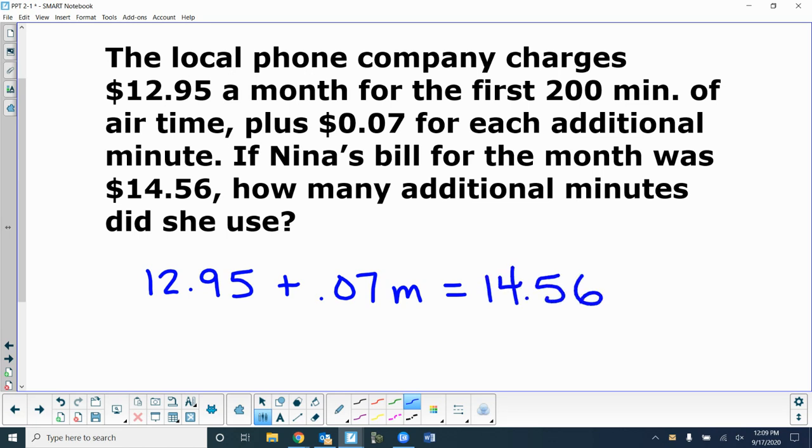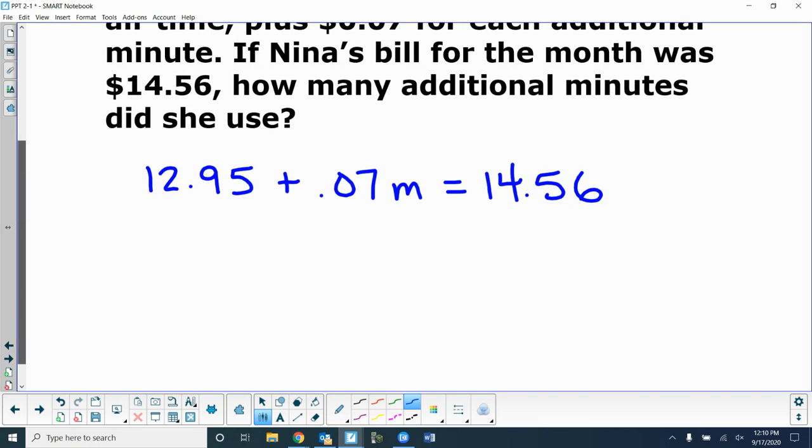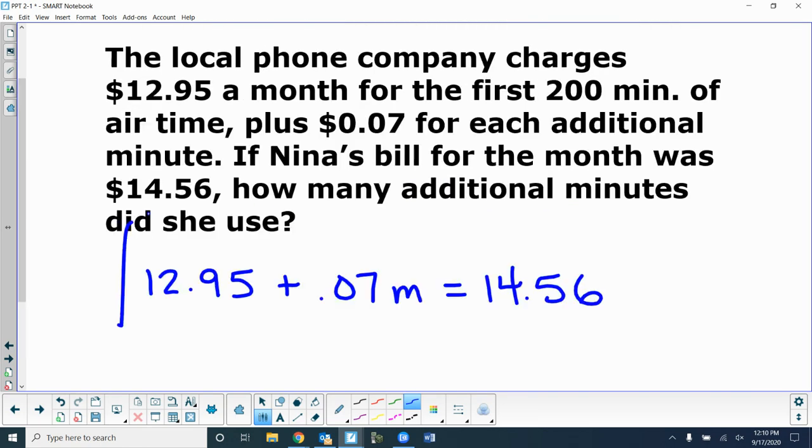Okay, so every month you're going to get charged at least this much, right? But if you're on the phone more than 200 minutes, then for every minute past 200 minutes, they're going to charge you 7 cents. Hunter? Can't you just do the 14 and then minus 12 and then divide that by 7? Yeah, that's what we're going to do now, right? But to write the equation, that's what it looks like. So we're going to subtract the 12.95 and divide by 0.07.